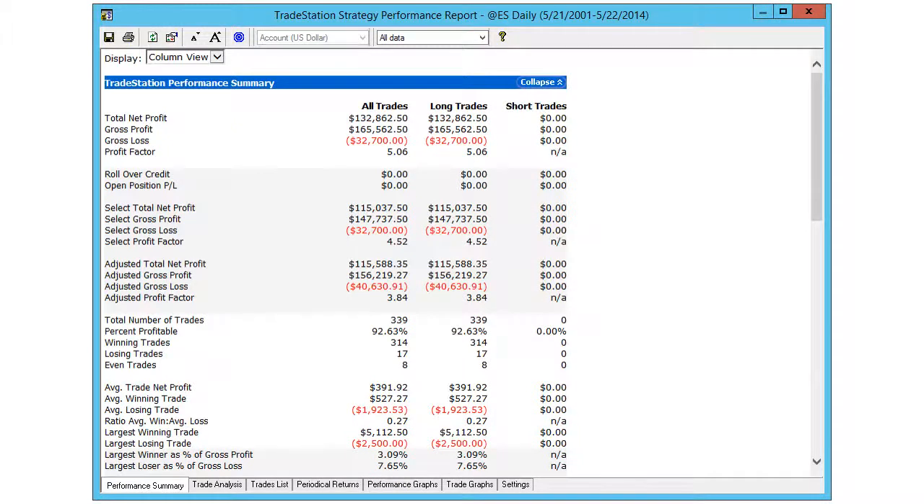So here are the performance numbers. It did about $132,000 of profit in about 12 years. Had a profit factor of around 5.06. And it had a winning percentage a little bit over 92%.